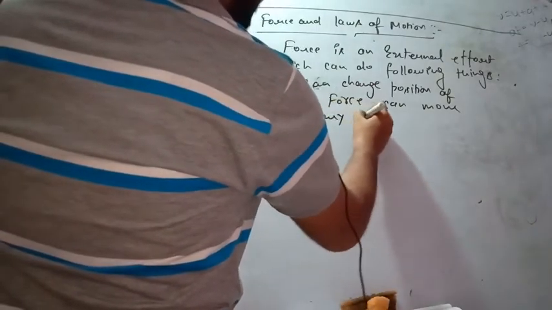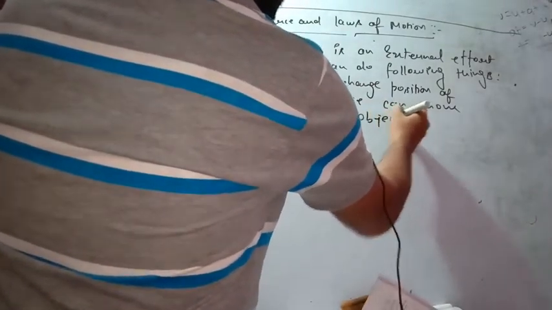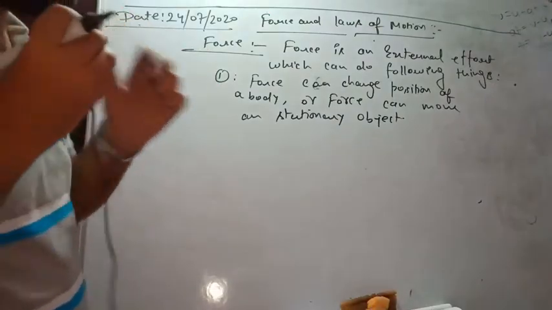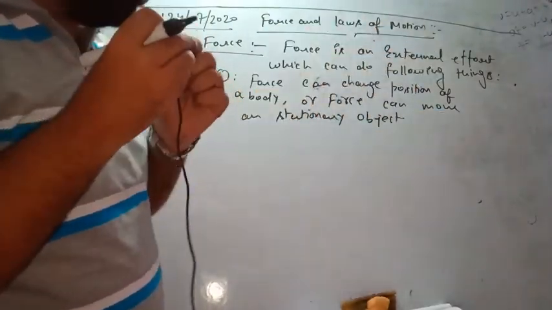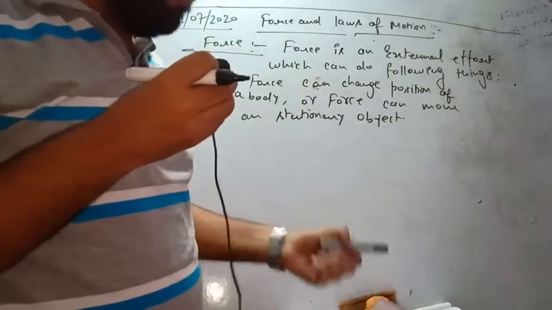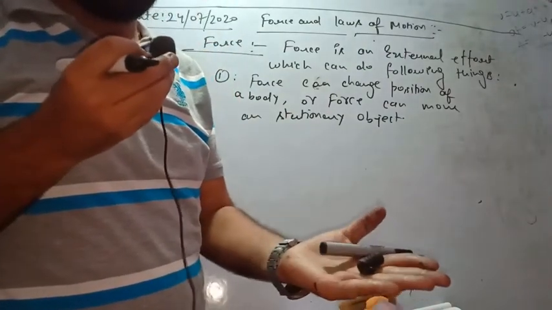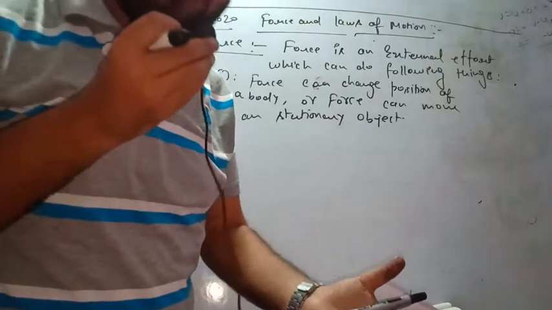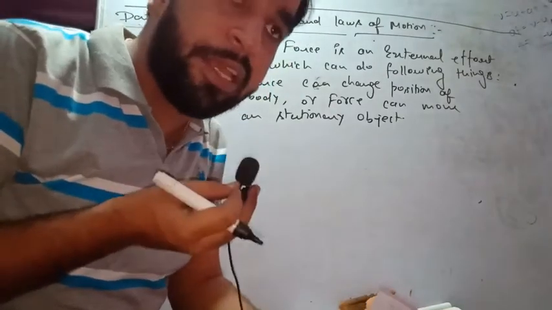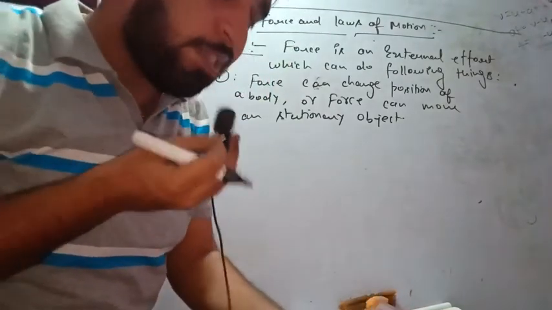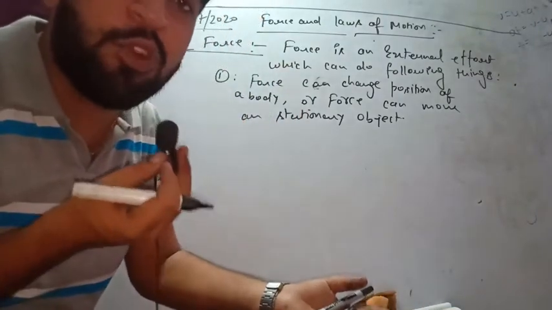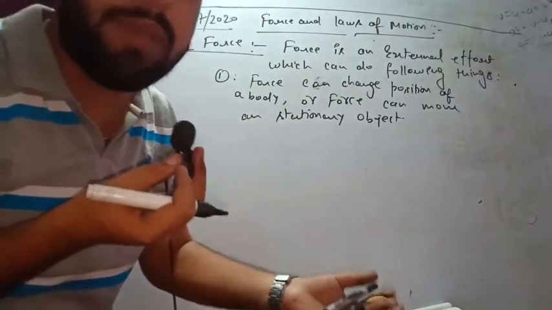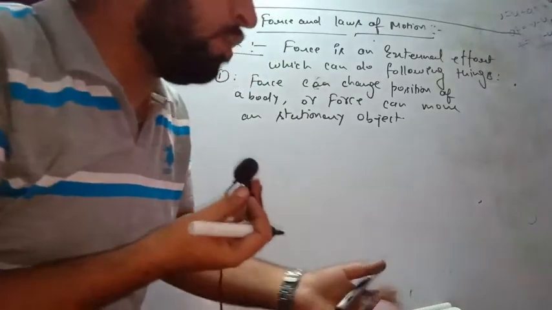Suppose one object is stationary. Stationary means it is at rest. We can move that object by applying force. Suppose this marker is here. It will remain here even after 3 hours, 4 hours, 15 hours. It will remain here only. But once we want to move it, what is required? The thing which is required to move it is force. Once we apply the force, then it will be able to move.